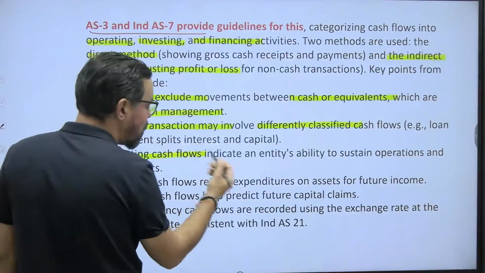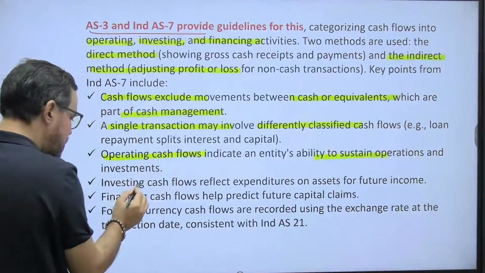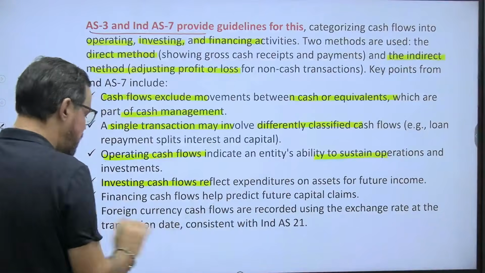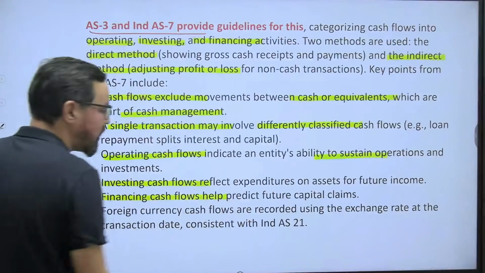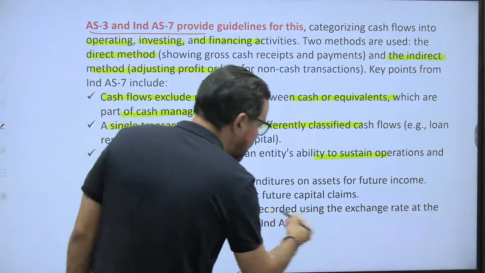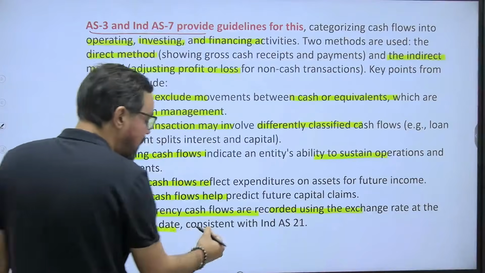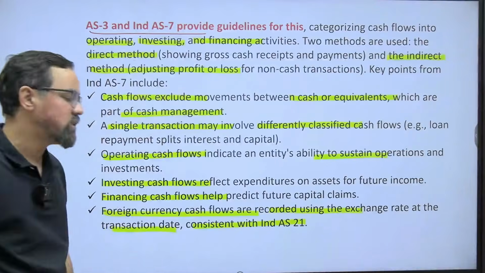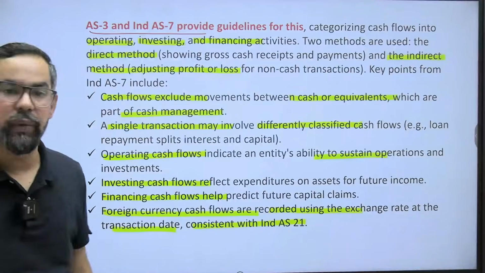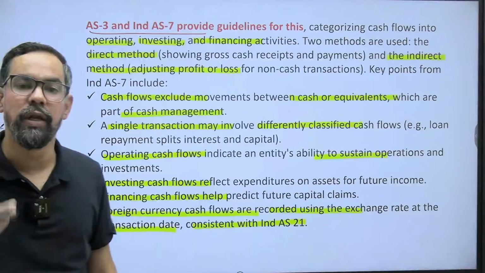Operating cash flow indicates an entity's ability to sustain operations and investment. Investing cash flow is the fixtures and others. Financing cash flow helps predict future capital claims. Foreign currency cash flows are recorded using the exchange rate at the transaction date, which is covered within Accounting Standard 21, the Indian Accounting Standard 21, which deals with foreign exchange transactions.